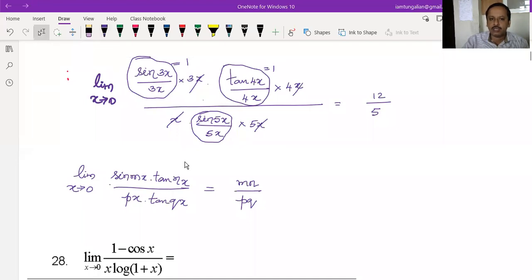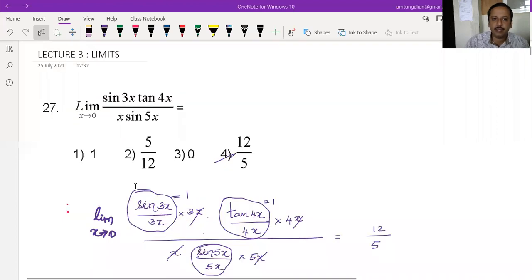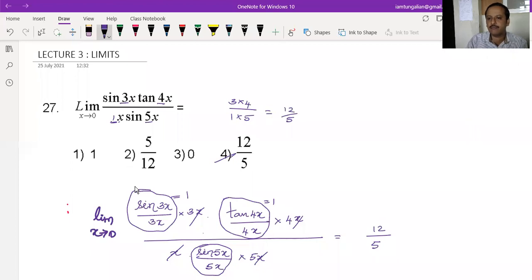Okay. So then here, by using that formula, we have 3, 4. Here the coefficient of x is 1. x can be written as 1 into x. Here 5. So the answer would be 3 into 4 divided by 1 into 5. Answer is 12 by 5. Okay. Right. So in this way, we get the answer quickly.